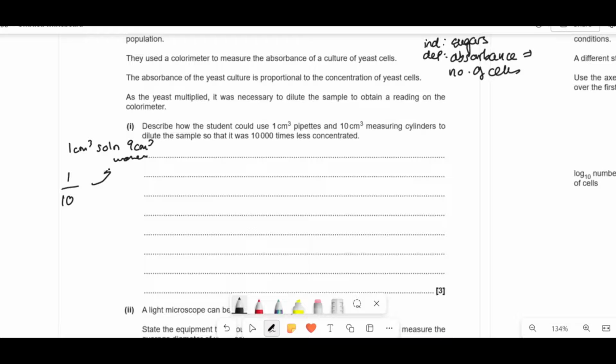If I then do the same thing again, I'm going to do a 1 in 10 dilution of the original 1 in 10 dilution. So what I'm actually doing is multiplying it by 1 in 10. And if I do it again, I'm multiplying it by 1 in 10 again. If I rinse and repeat this, it will be times 1 in 10 every time. What I mean by that is that this is 10 times less concentrated, or more diluted.